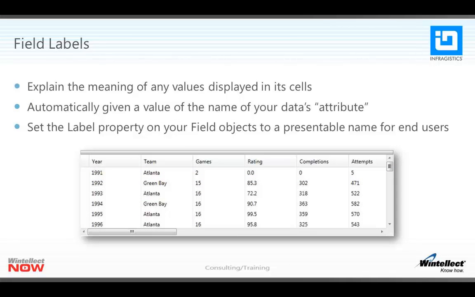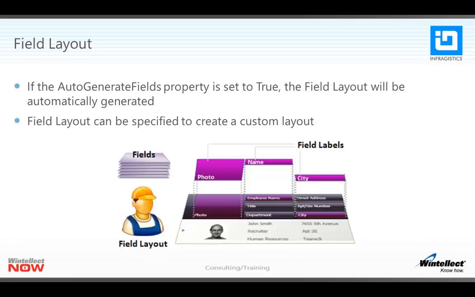Field labels should briefly explain the meaning of any values displayed in the cells affiliated with the field. By default, every field is automatically labeled with the name of your data's attribute. This may be a public property name, the local name of an XML node, or a data column name, depending on what data source you've used. If the default field names are not meant for your end users to see, you should set the label property on your field objects to a presentable name. When the auto-generate fields property is set to true, the field layout will be automatically generated based on the data source. Otherwise, the layout can be specified to create a custom layout of each field and its header.